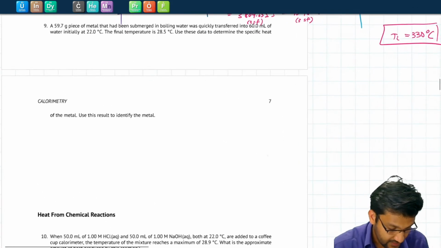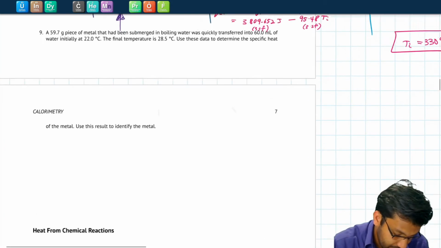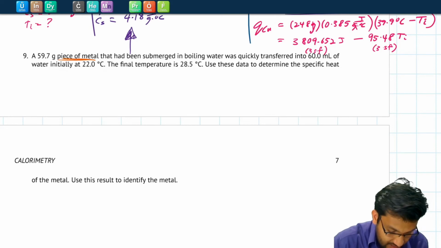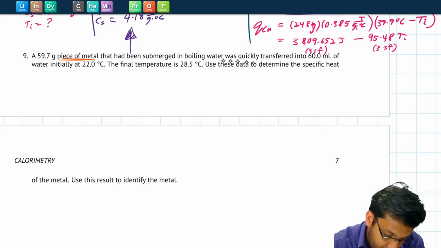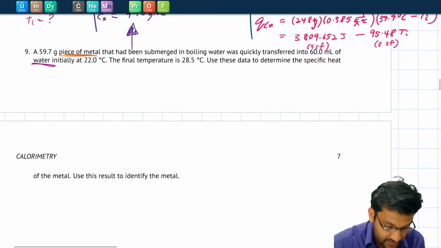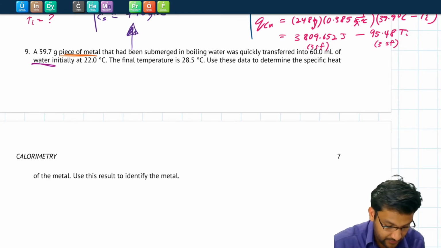Okay, let's look at number 9. Number 9 says we have a piece of metal. This time they don't tell us what the piece of metal is, but I think we'll find out in the end. A piece of metal and water. Water is almost always our second system, our second substance. They're both in thermal contact and reach thermal equilibrium.